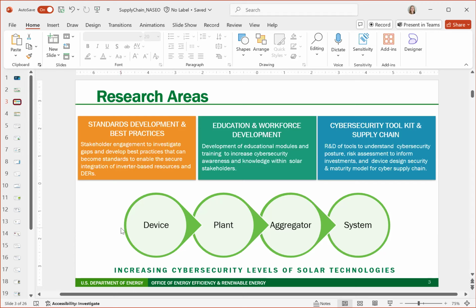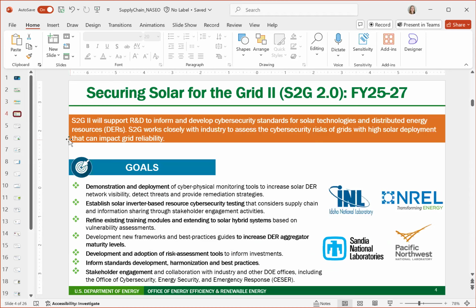One way to look at this as well is that as we work up this chain from the device to the plants to aggregators to the system, we're looking at different levels of what types of research and development is needed as well. So this project started in 2022. We have finished the first 3 years of this project, and we're starting the next 3 years that will go through 2027.